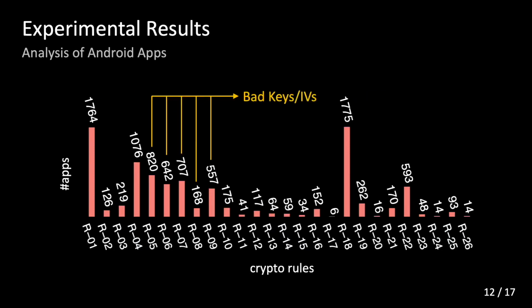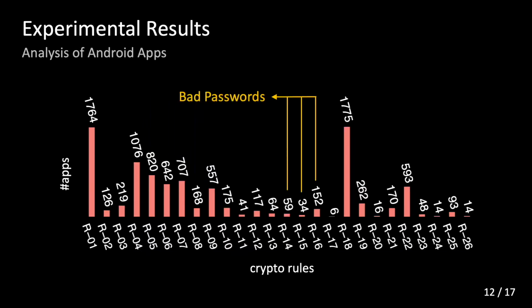Several applications use bad keys and initialization vectors, which are either constant or they don't have enough randomness. Most likely, some of these problems are coming from popular libraries that are used by many applications. Many applications also use bad passwords. Often, these passwords are used to obfuscate the data stored locally on the smartphone.